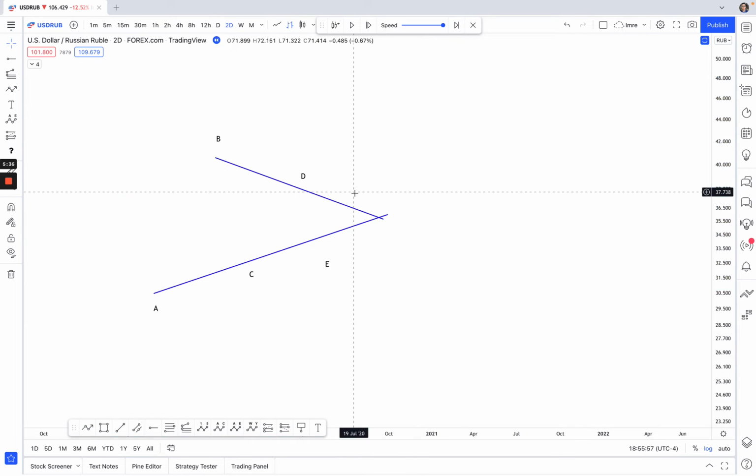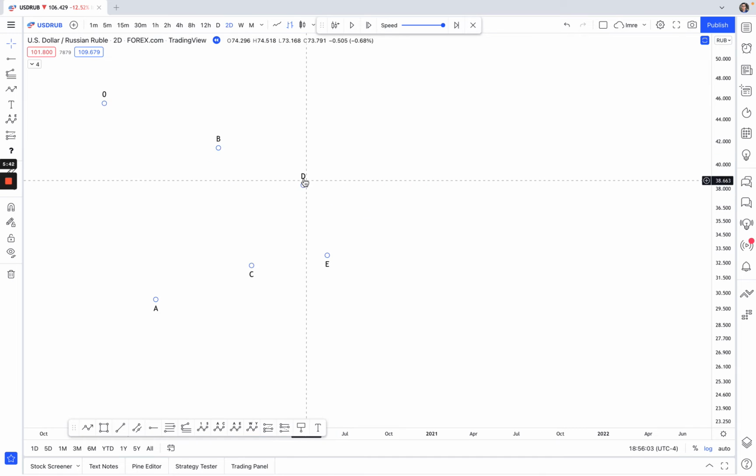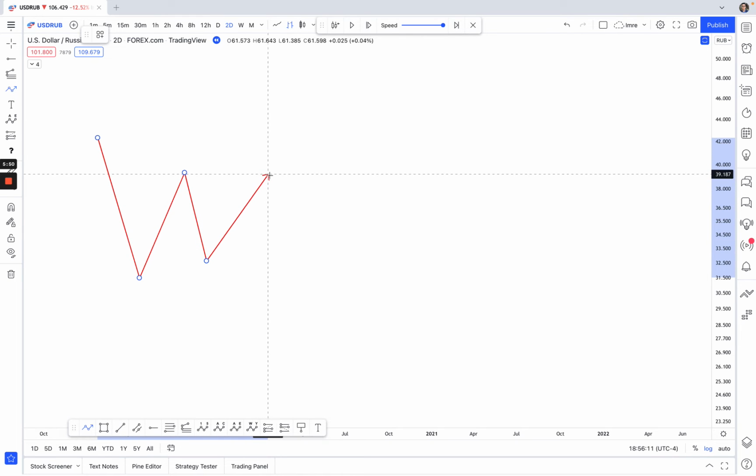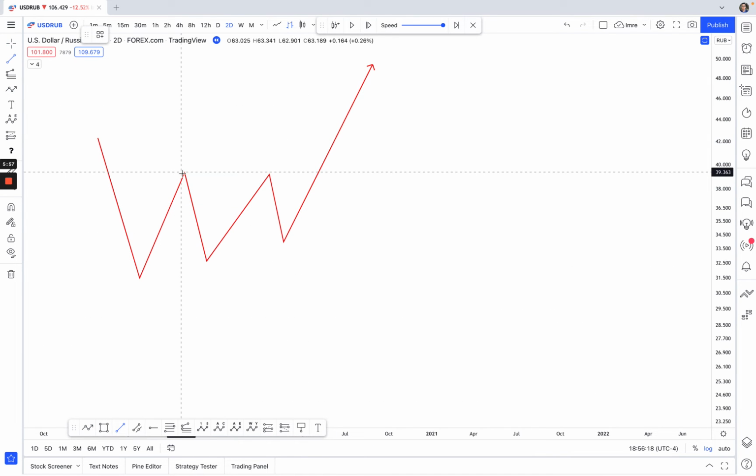So what we have here, like I said, is a contracting triangle. There are other variations. We can also have what's called a barrier triangle. Now note, these are all bullish triangle examples. If you're interested in bearish examples, you would simply flip these upside down.